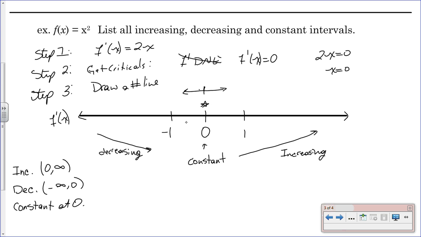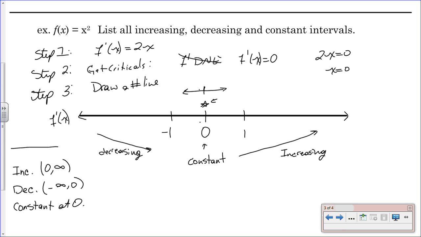Step 3 is draw a number line. So we drew a number line and plotted our critical point. I starred it so we could keep track of it. Now we wanted to test a value on the left, a value on the right, and the critical value to find out whether it is increasing, decreasing, or constant. We put in -1. -1 gave us a negative number, so it's decreasing on the left side. We put in +1, it was a positive number, so it's increasing on the right side. We plugged in 0, and it gave us 0, so it's constant at 0.